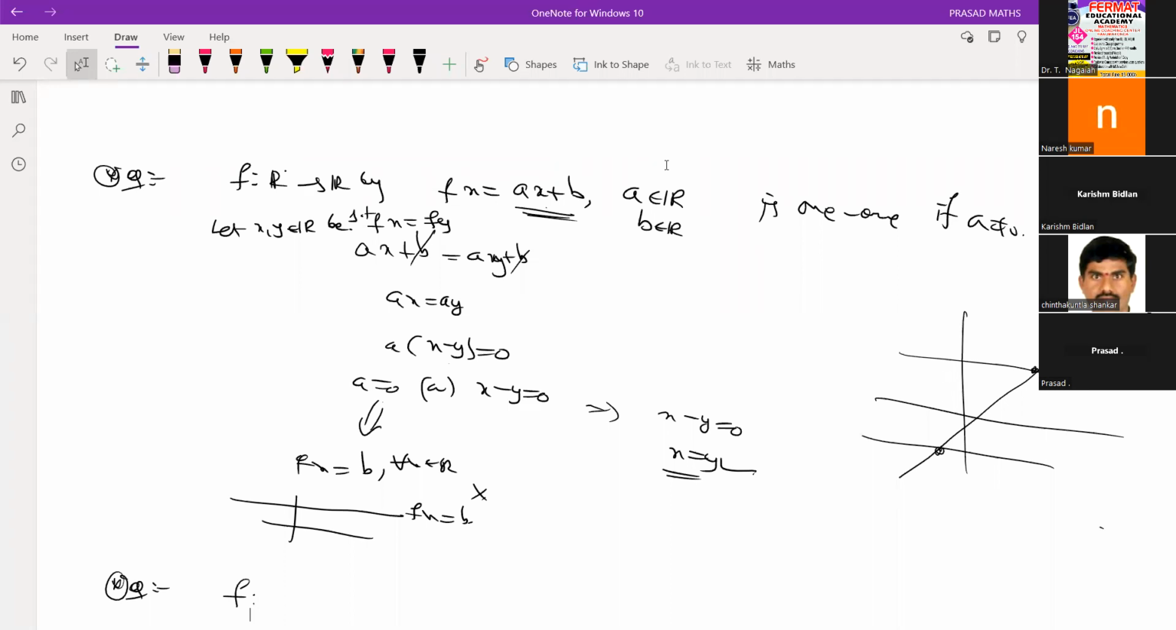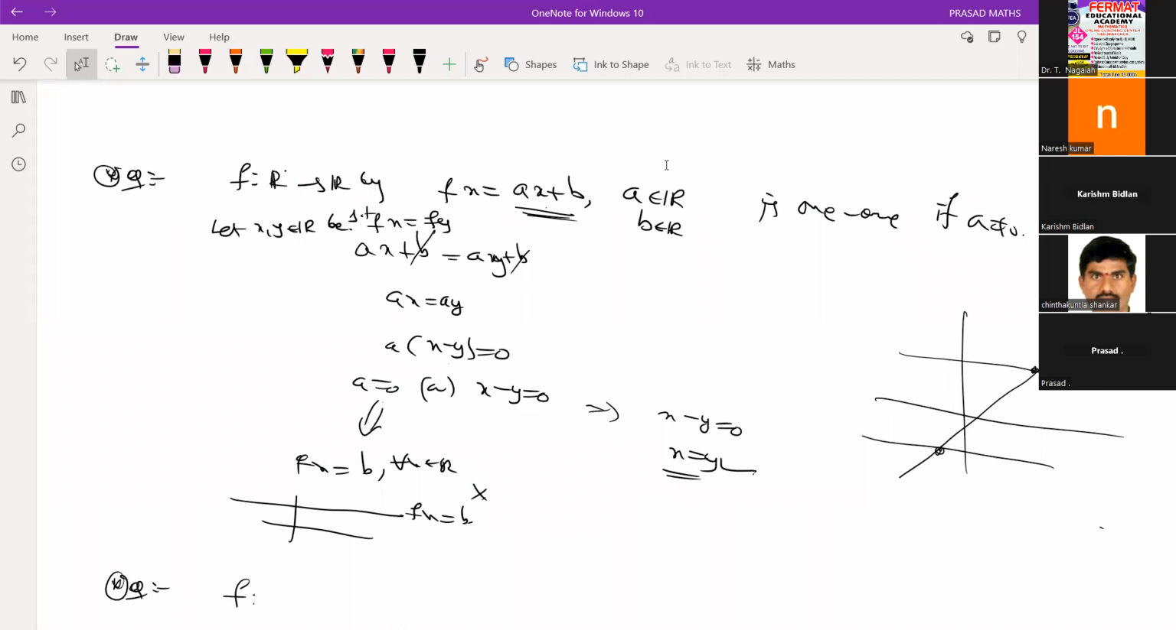Sir, here instead of what you have taken, ax equals ay, and again in the second step you have taken a into x minus y equal to 0. So taking a into x minus y, directly if we cancel both a and a, we get x equals y, then it becomes a 1-1 function, sir.